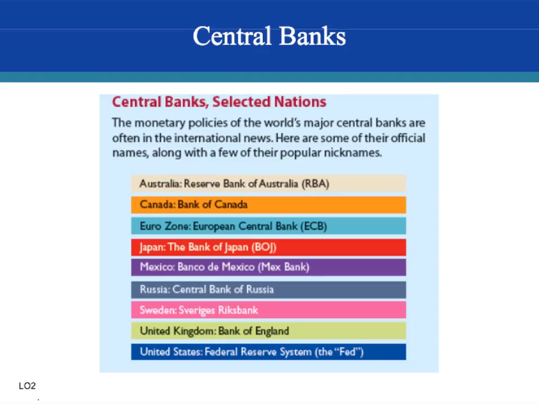So you can see here central banks around the world, and here are their official names. Australia is the Reserve Bank of Australia. Canada's Bank of Canada. The Eurozone: a lot of countries, when they decided to adopt the euro as a currency, gave up control of their own national currency to the European Central Bank. So they gave up their own currency and adopted the euro, and now all the control is with the European Central Bank. Then we have Bank of Japan, Banco de Mexico, Central Bank of Russia, Riksbank, Bank of England, and in the U.S., it's called the Fed.